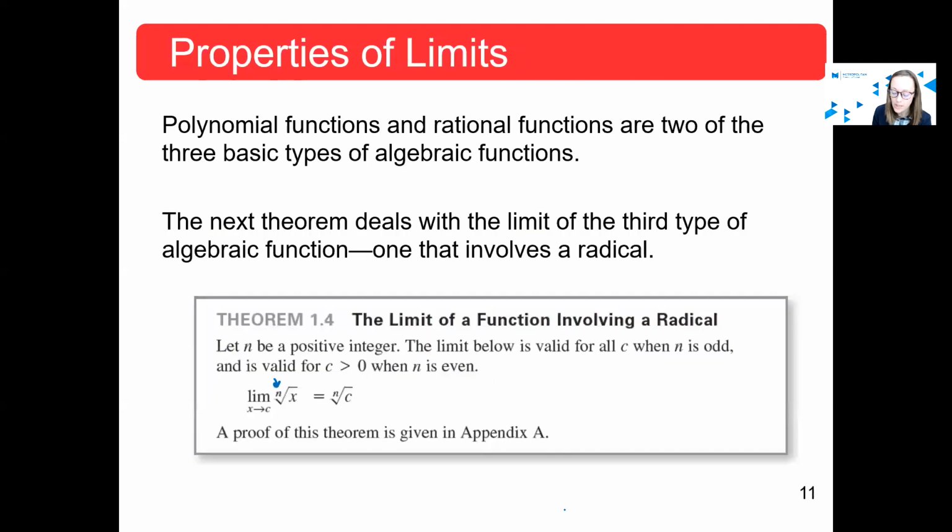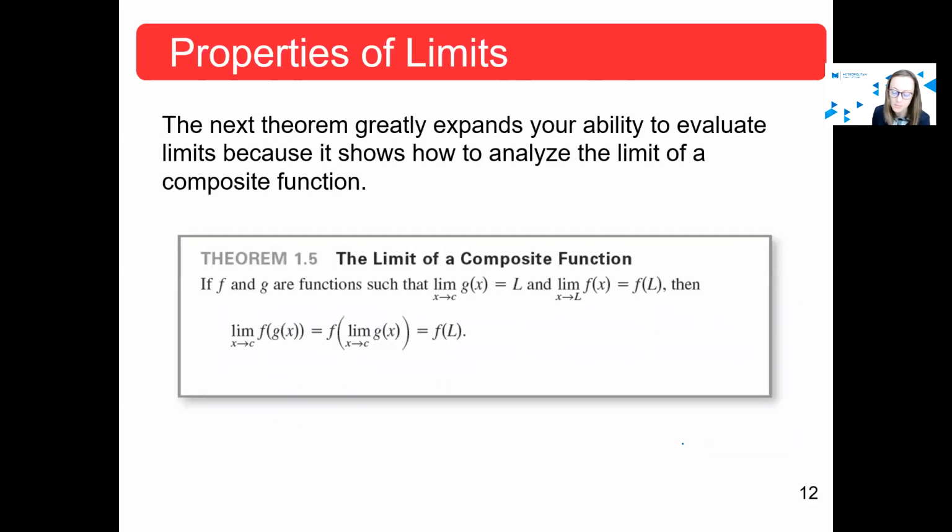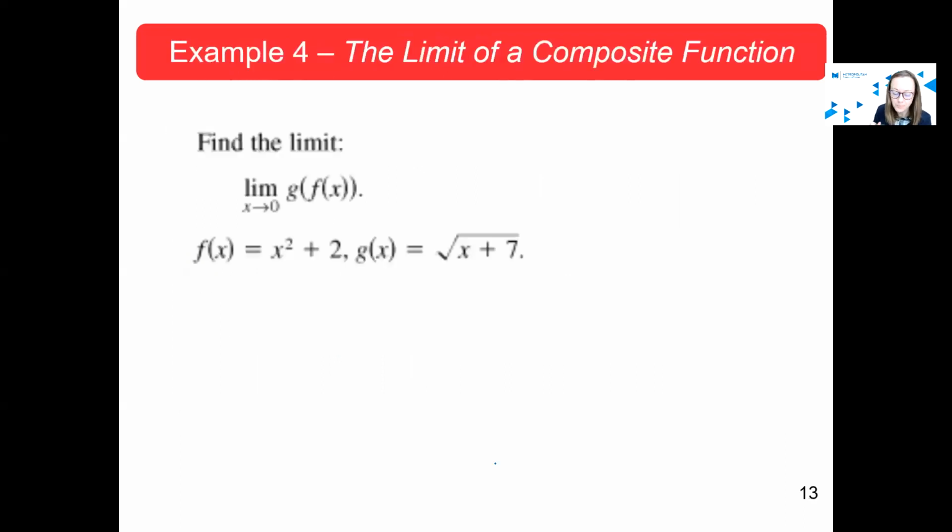It gets a little bit more complicated when n is odd. If n is odd, direct substitution is only possible if c is just some real number. So as long as it's a real number, then direct substitution is possible. We also hold that the limit of a composition of functions holds. So the limit of f of g of x is going to be f of the limit of g of x as x approaches c.